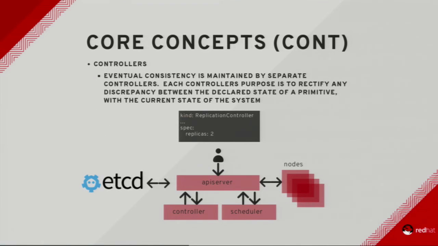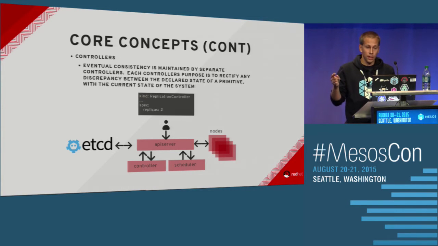The next core concept is controllers. Eventual consistency is maintained by separate controllers. Each controller's purpose is to rectify the discrepancy between the declared state of a primitive and the current state of the system. So if I say a replica of two, what happens is a user would submit a YAML or JSON file. That YAML or JSON file would then be turned into a data structure. That data structure would be written to etcd.